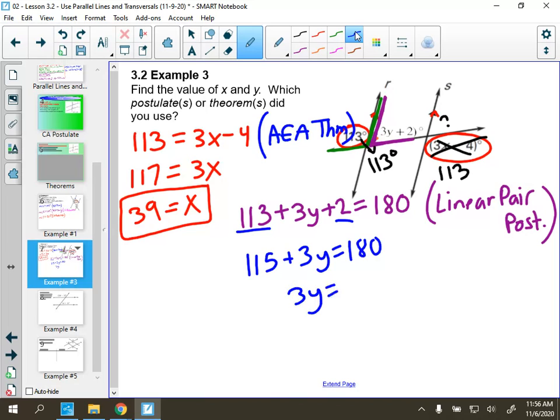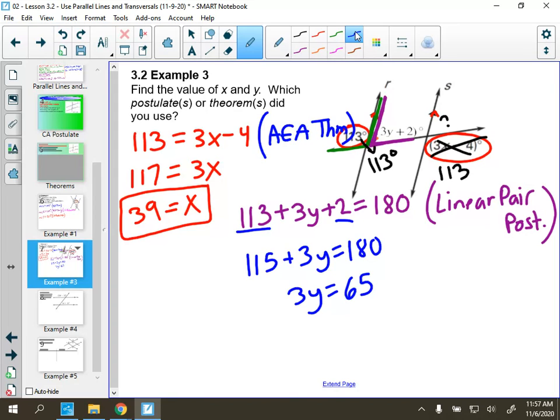Again, I'll use my calculator. I know you can't see me. 180 minus 115 equals 65. Let's divide that by 3. Oh, not a nice number. What happened? Did I screw something up? 113 plus 3y plus 2. No, I think we're okay.